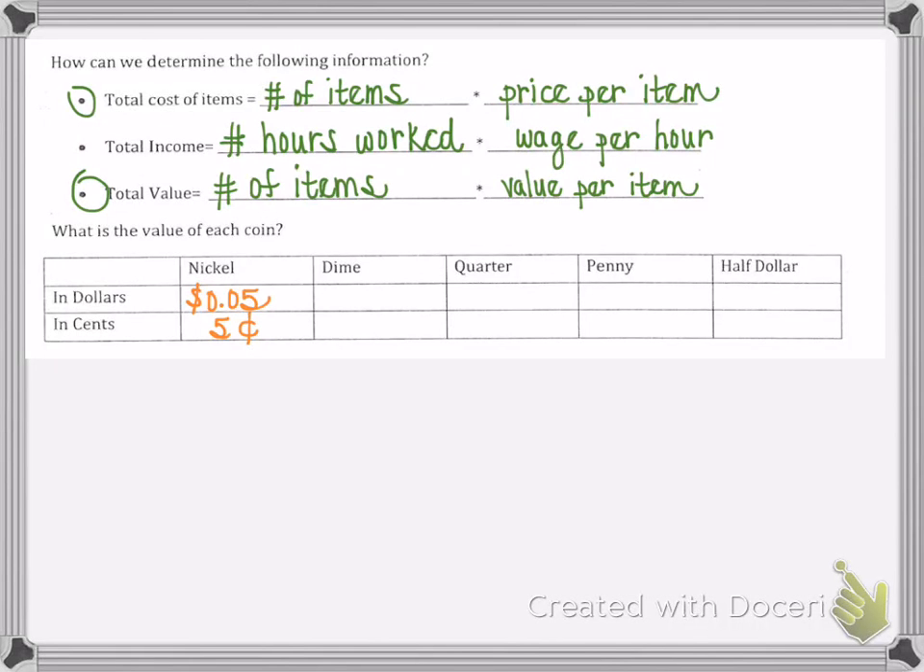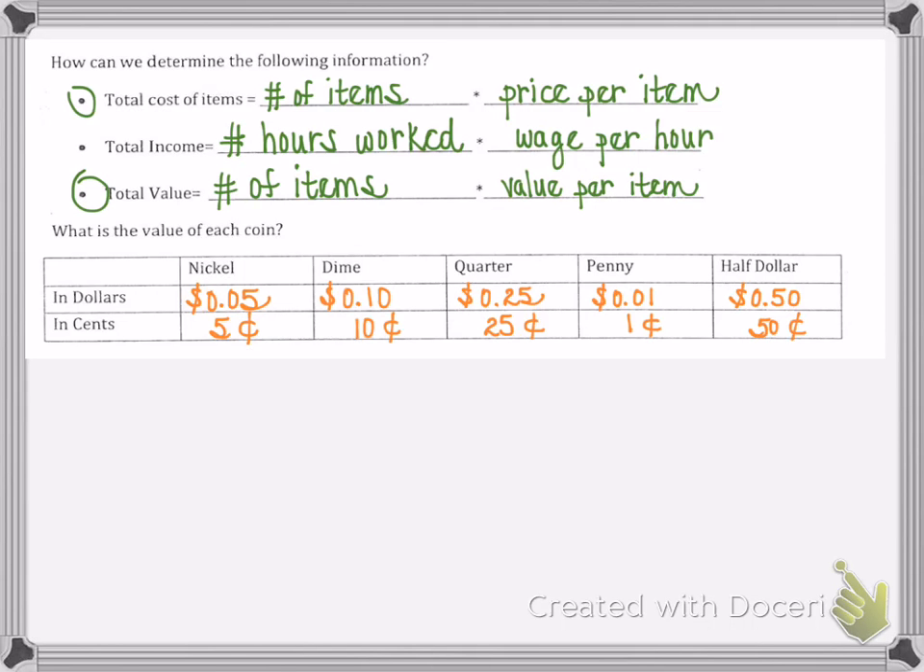Just a review of some money, we can look at coins in different ways. We can look at them in dollars and in cents. I filled in nickel here. So nickel is 0.05 of a dollar. The dollar sign goes to the left. But if I list it in cents, we're going to list it with the whole integer 5 with the cent symbol afterwards. So see if you can fill in for dime, quarter, penny, and half dollar.